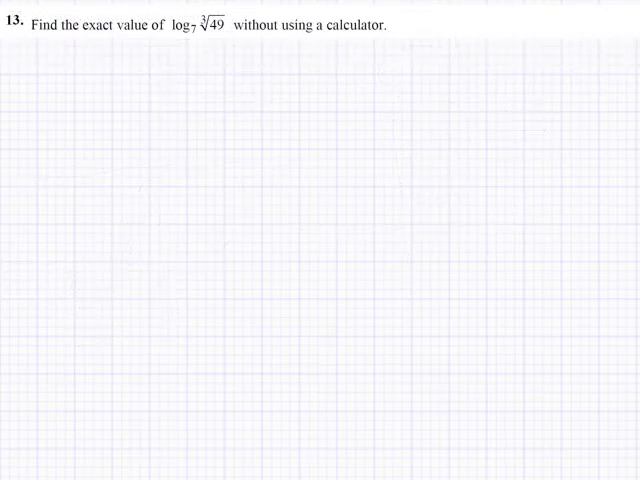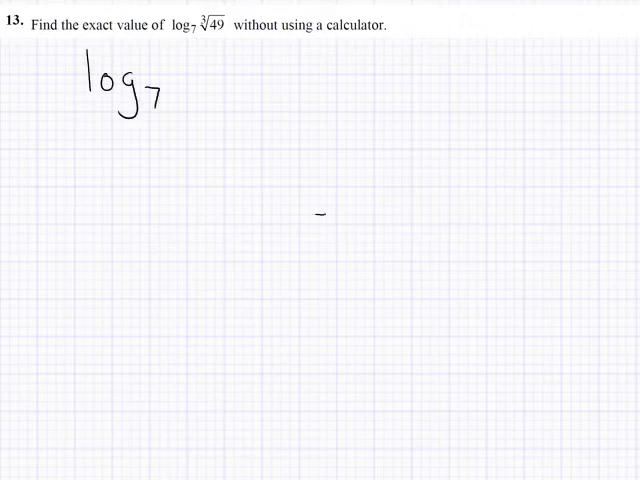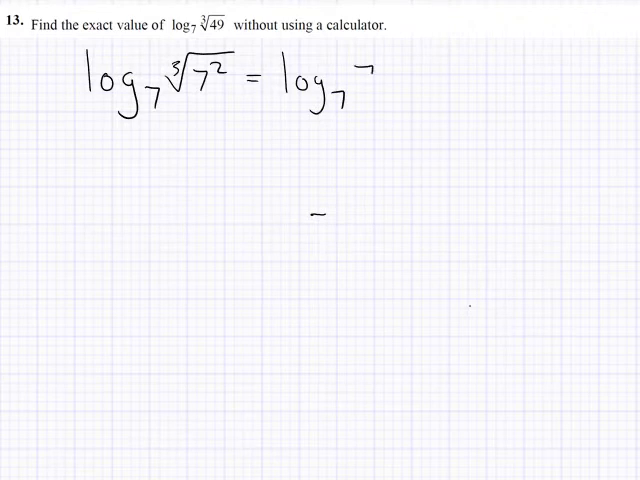Okay, here we want to find the exact value. One way we're going to do that is by rewriting it. So I'm going to write this as the cube root of 7 squared, which is 49, which I can then write as log base 7 of 7 to the 2/3, writing the root as a fractional exponent.